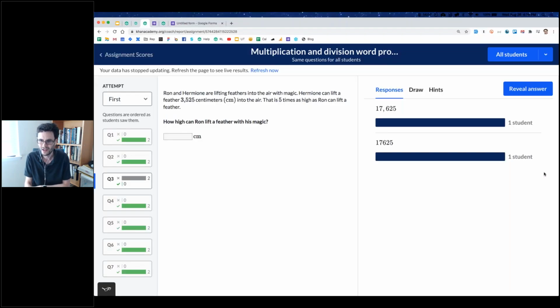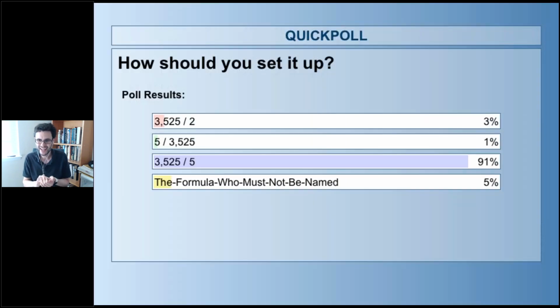Okay, thanks everyone for voting so fast. This is awesome. I'll go ahead and share those results. And this time, I'm really happy to say you all nailed it. We know that Hermione got her feather an astonishing 3,525 centimeters into the air. So that's going to be the top number in our formula. And then we also know that Ron was 5 times less. So that's going to be the bottom number in our formula. Beautifully done.